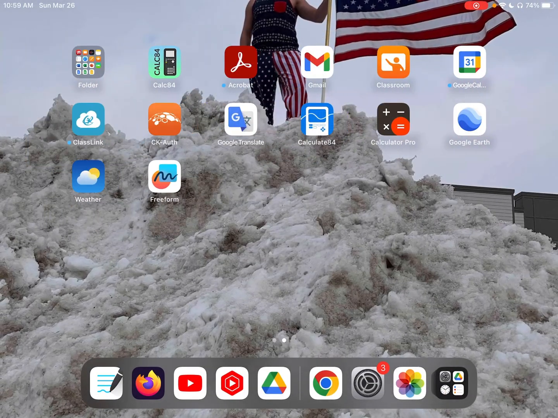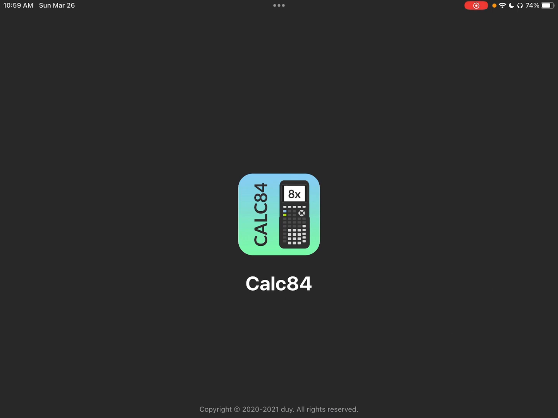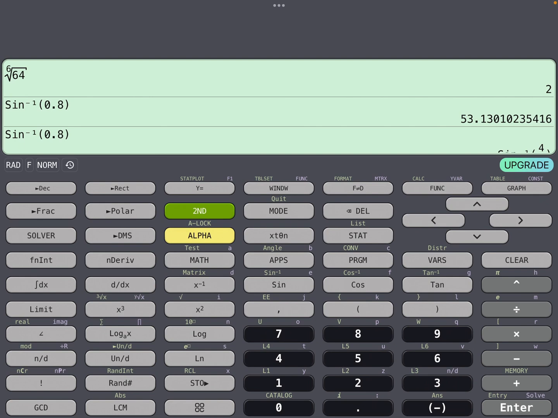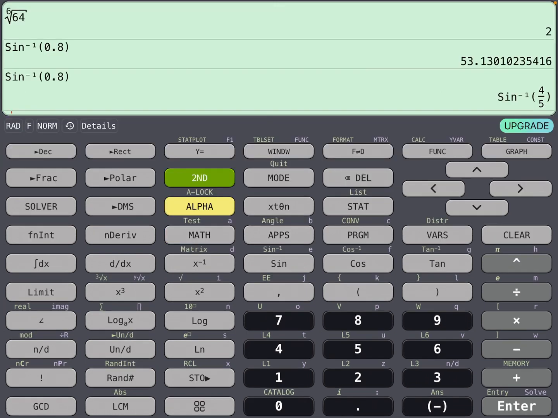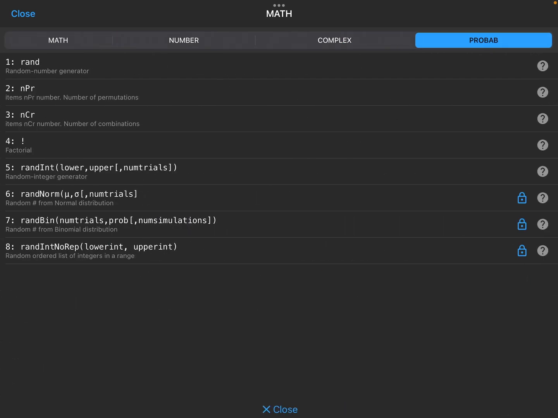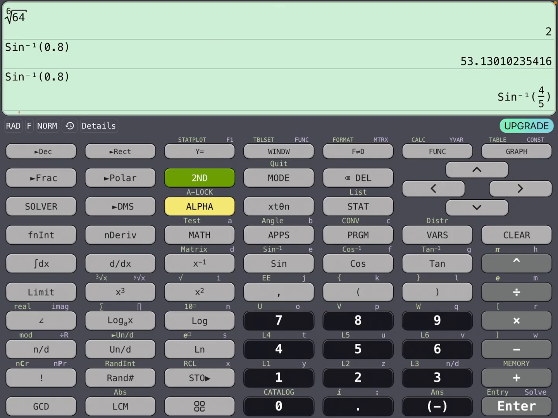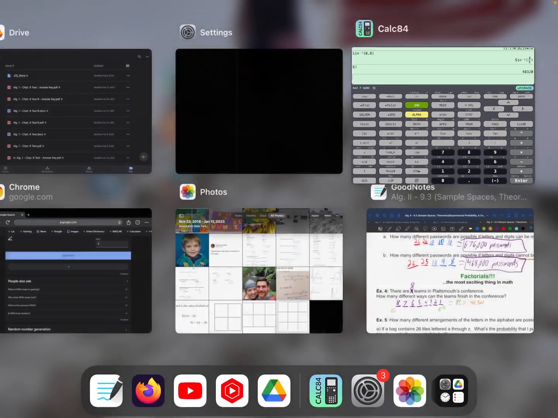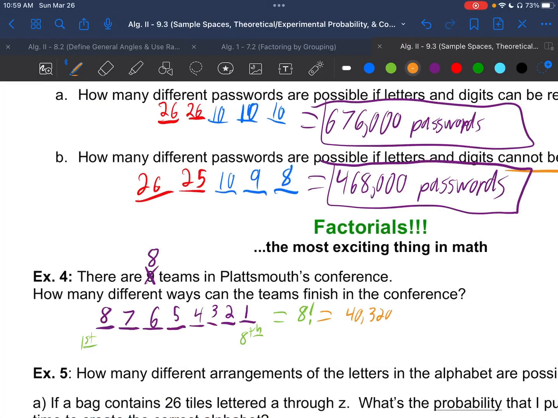Now the nice part about factorial is your calculator can do that for you. Instead of having to type in 8 times 7 times 6 times 5 times 4 times 3 times 2 times 1, you can hit 8 and then the math button and go over to probability, and it'll be the 4th option, the exclamation factorial. And if you hit enter, it'll tell you, oh, that's 40,320, like we just said. So that's obviously a lot of different ways that 8 teams could finish in the conference.